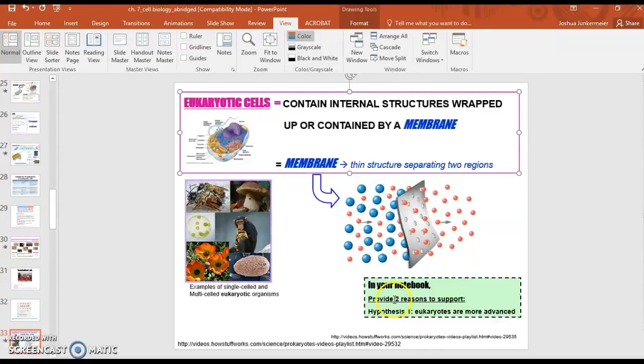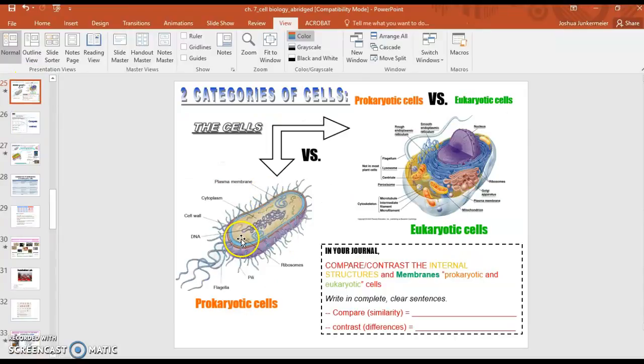It says provide two reasons to support how eukaryotes would maybe be considered more advanced. So just think about this. If you go back and look at slide 25, you have the prokaryotic cell and you have the eukaryotic cell. Just looking at them, why would somebody suggest that a eukaryotic cell is more advanced?